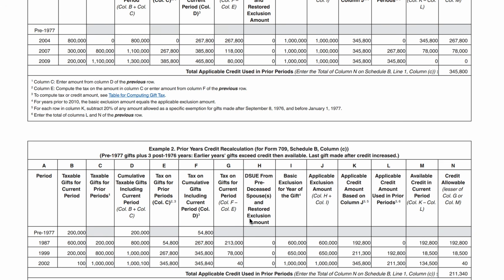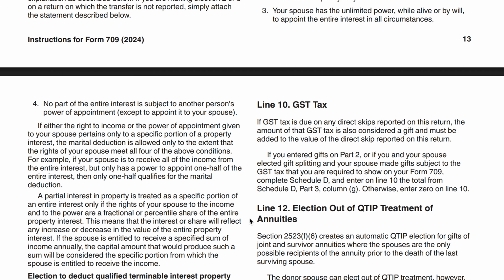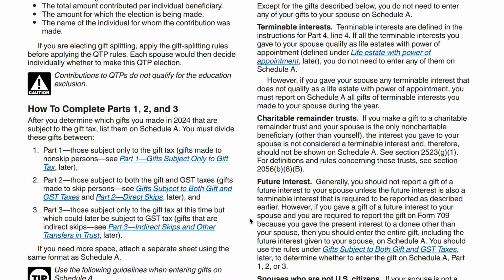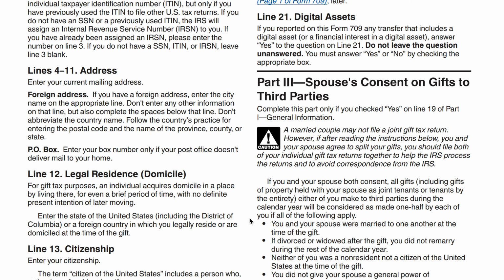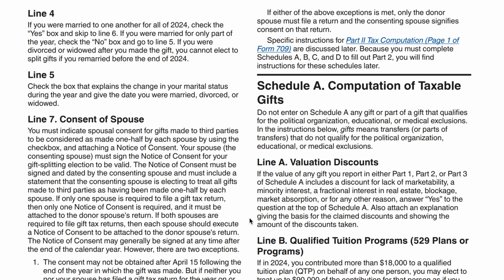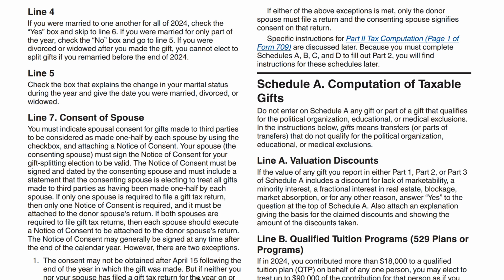So part 3 is all the way up here. And so spousal consent basically is a document that is signed and dated by the consenting spouse and must include a statement that the spouse is electing to treat all gifts as made by one half of each spouse. So if only one spouse has to file a gift tax return, then only one notice of consent is required. It would be attached to your tax return.